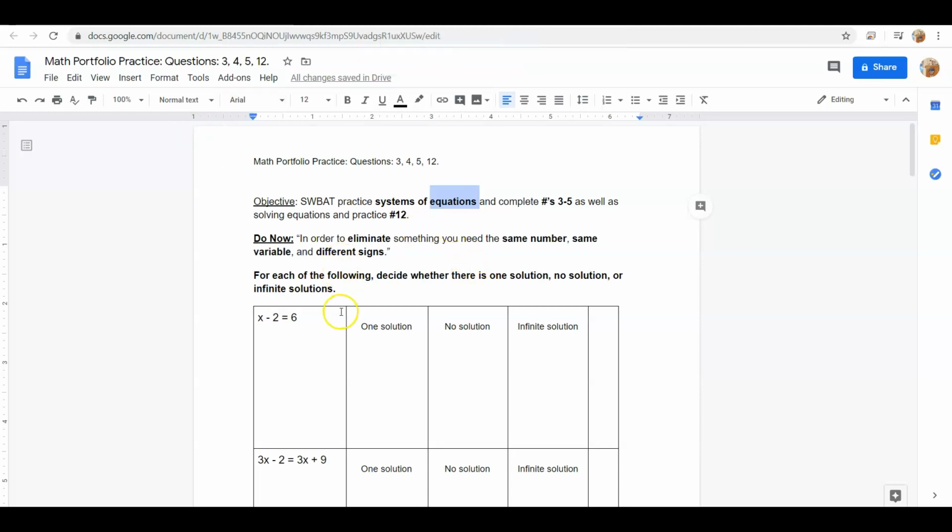And remember, an equation looks like this, where I highlighted. Again, x minus 2 equals 6. An equation always has an equal sign. If there is no equal sign, you cannot call it an equation.